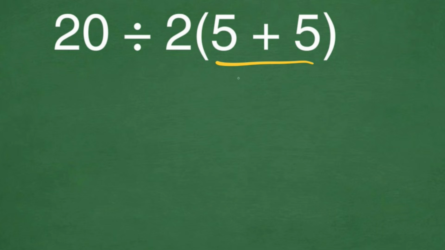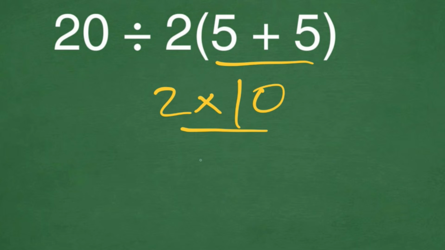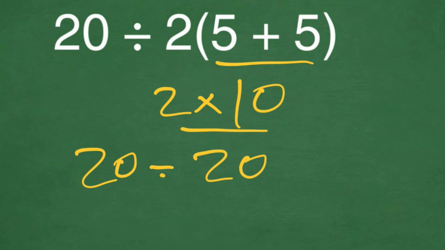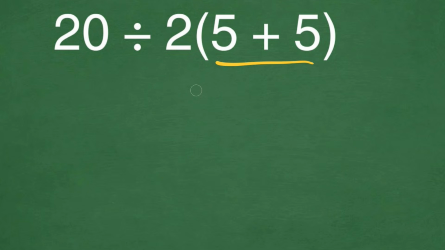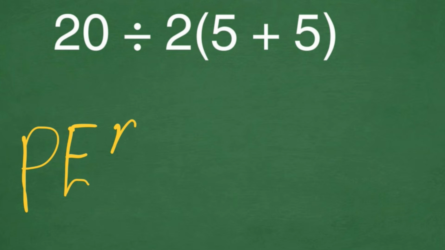5 plus 5 gives us 10, and 2 times 10 is equal to 20, and 20 divided by 20 is equal to 1. But this answer is not correct, because according to the order of operations, PEMDAS, which I am going to write here, the first thing to solve in an equation is parentheses.